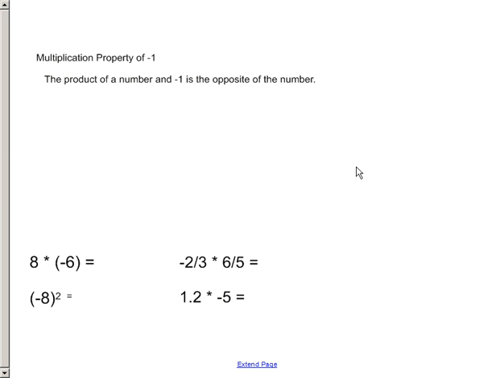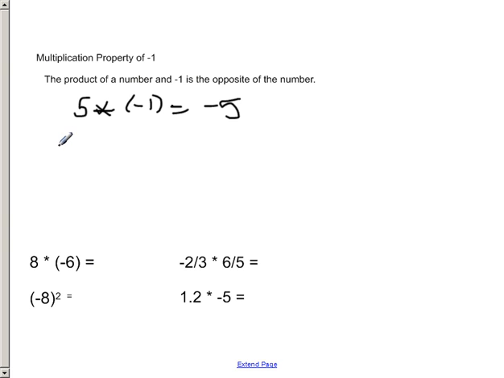The first thing I want to talk about is the multiplication property of negative 1. The product of a number and negative 1 is the opposite of that number. For example, if I have 5 times negative 1, my product is negative 5, because the rule is the product of a number, 5, and negative 1 is the opposite of this number, and the opposite of 5 is negative 5.